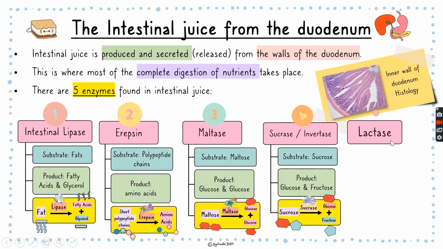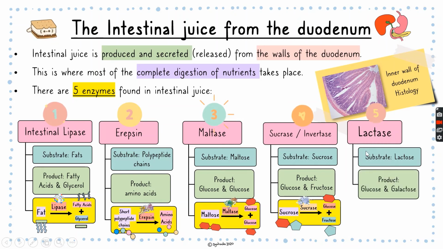Lastly, we have lactase. So this lactase actually acts on lactose, which is a type of sugar that you can find in milk. So some people actually don't have active lactase, so they become lactose intolerant. So they cannot break down lactose, and that's why they can't take milk very well. The product of lactase is glucose and galactose.